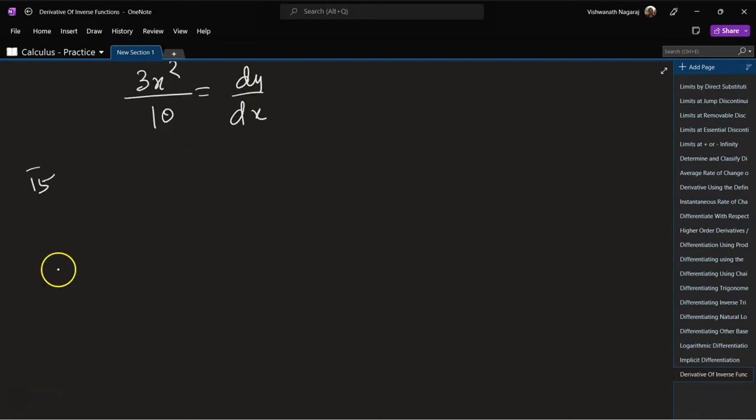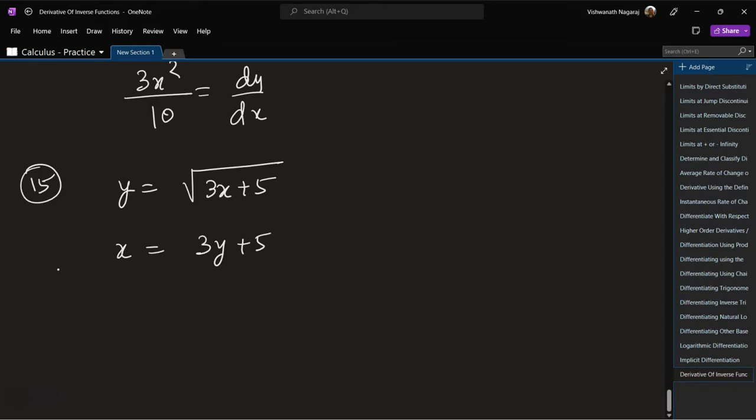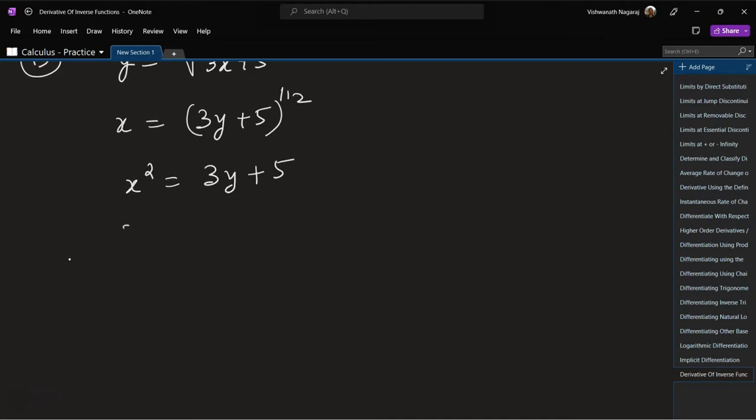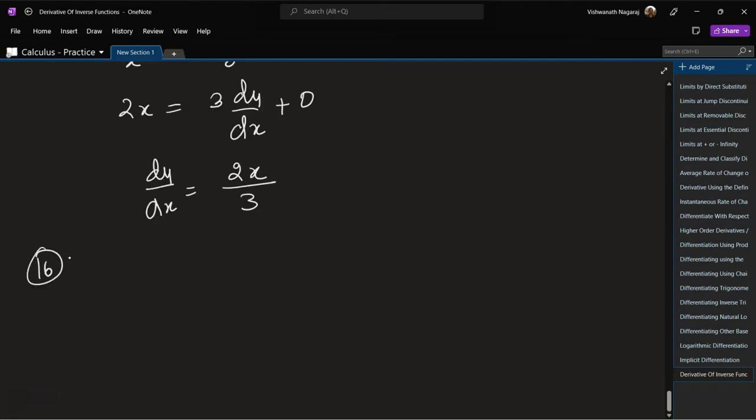15th one, y is equal to square root of 3x plus 5. So inverse is x is equal to 3y plus 5 to the power of 1 by 2. Squaring both the sides, we get x square is equal to 3y plus 5. And now let's differentiate. We get 2x is equal to 3 dy by dx plus 0. So dy by dx is equal to 2x by 3.